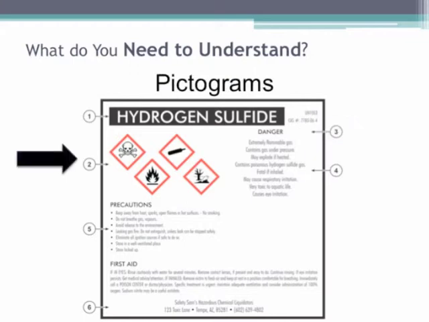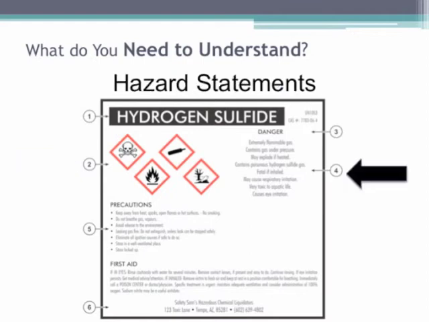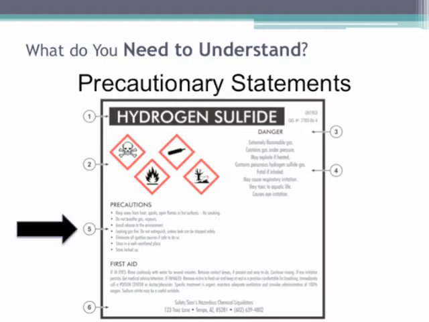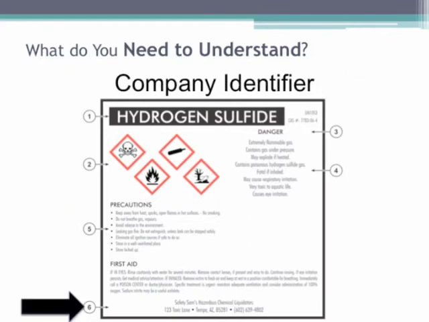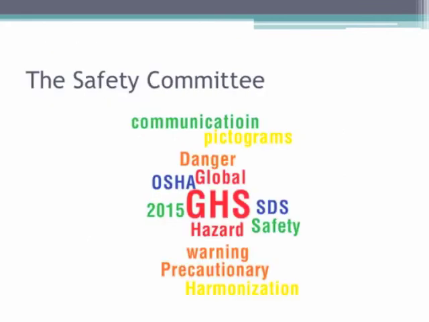Universal pictograms are included on the SDS and product label. Hazard statements informing you of the dangers of the product are listed on the label and the SDS. Precautionary statements letting you know how to stay safe are listed on the SDS and label. The name of the manufacturer, importer, or distributor, their address and phone number are listed on the SDS and label. The Safety Committee will be working over the next year to prepare for 2015 and the full implementation of the global harmonization system.